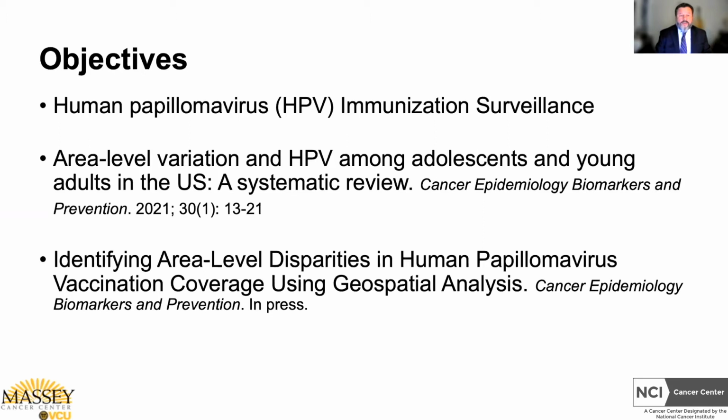One, a systematic review in which we're looking at papers that looked at area level variation in HPV vaccination. And another one where we're using GIS or geospatial analysis to look at identifying areas of disparities in HPV vaccination coverage.